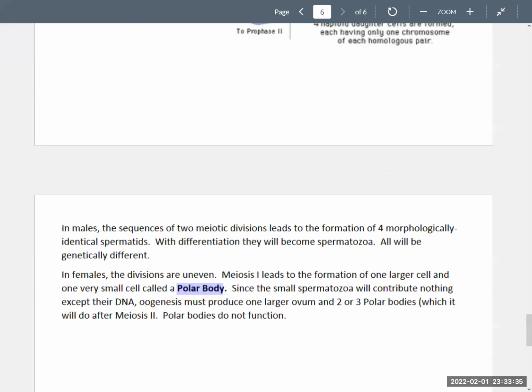In males, backing up here, the sequence of the 2 meiotic divisions leads to 4 morphologically identical spermatids. In other words, they look alike, but they are not alike genetically. They have to differentiate, change their shape to become spermatozoa with a tail and a neck. All will be genetically different.